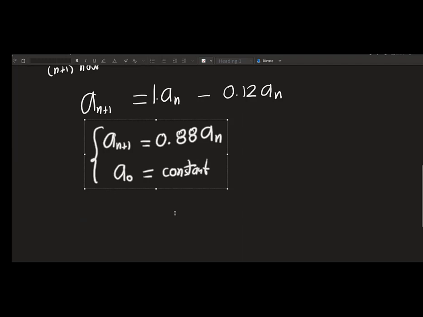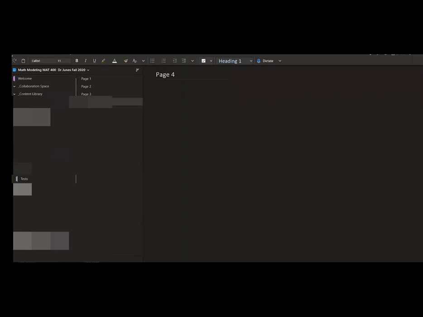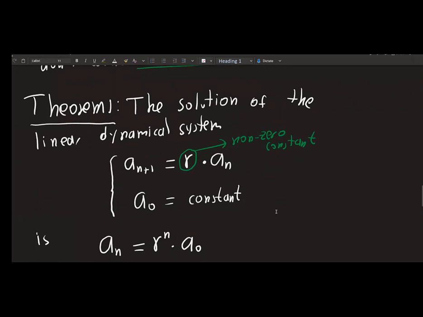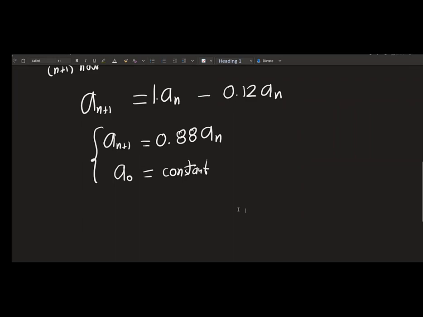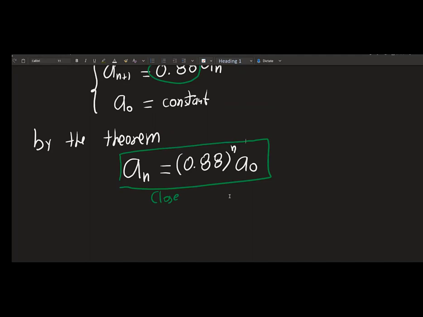Now, because we already have a theorem that tells us what this is. This one here is exactly the theorem we had at the beginning of the class. Let me go back to this one. So right here, we have AN plus 1 equals a constant, which in our case is 0.88, and A0 is a constant. So if I go back here, I have that theorem. In this case, then, this constant that is here, 0.88, is our R. So let's write down by the theorem, what is then AN? Our closed formula for this example. So that's the closed formula.